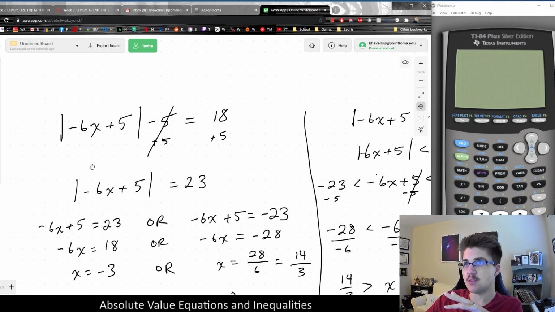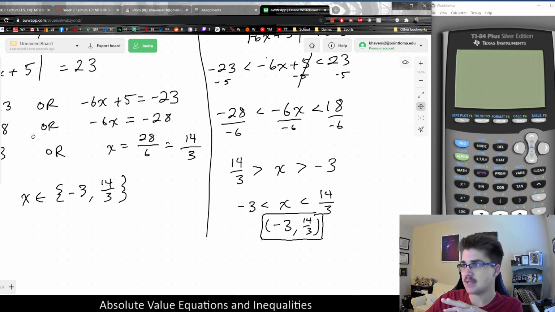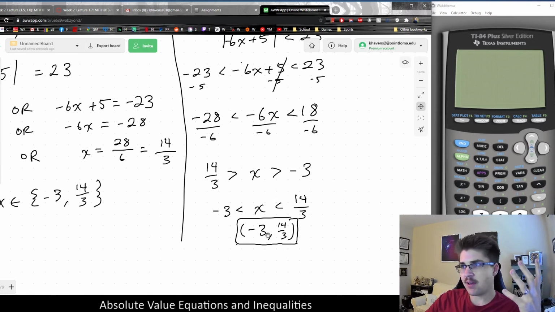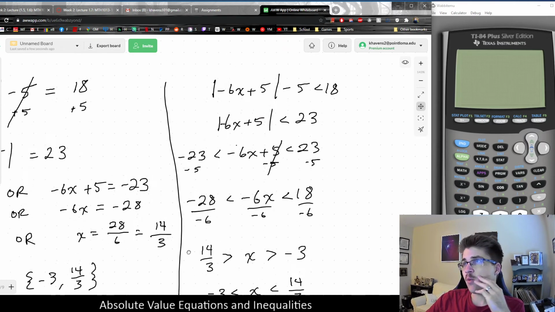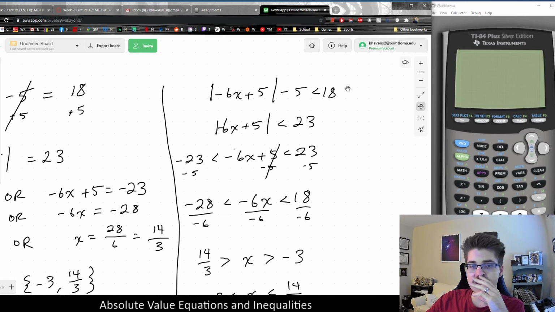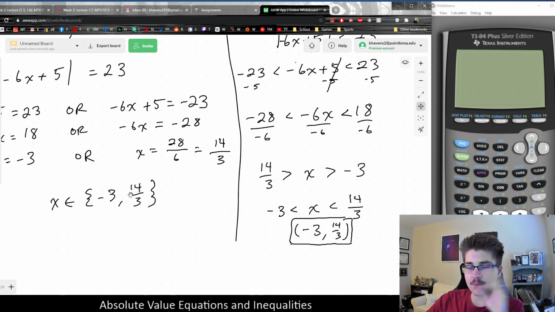And again, we could substitute it back into the equation to make sure it makes sense. With an inequality, we have a lot of different numbers that make sense, and it's always in between the two values. And this is something else you can take away. When your absolute value equation is less than something, it's always going to be in between them.